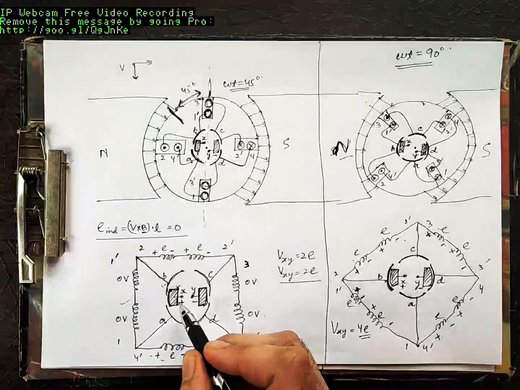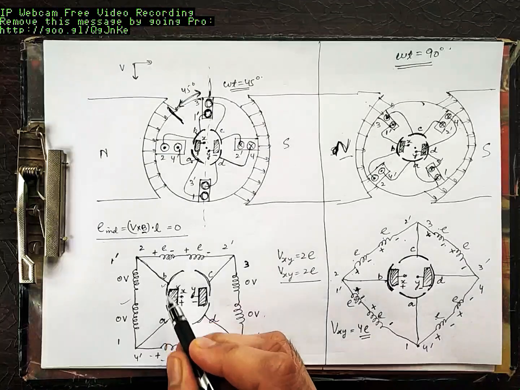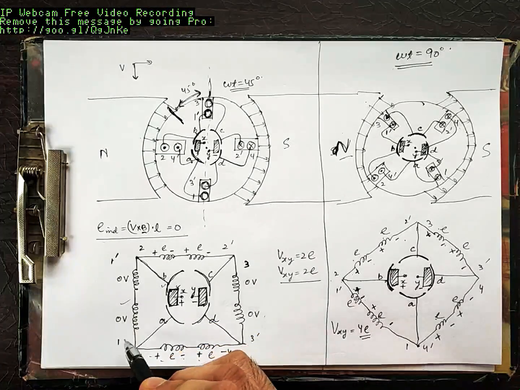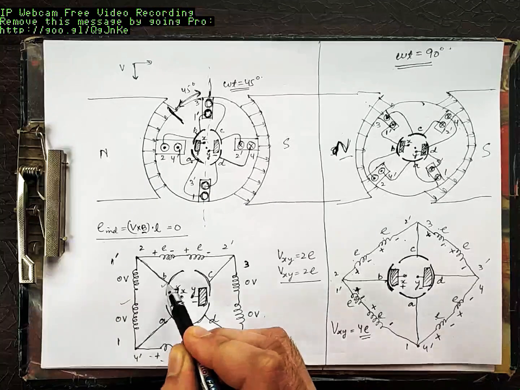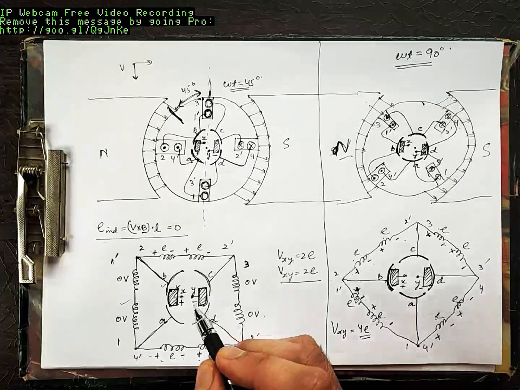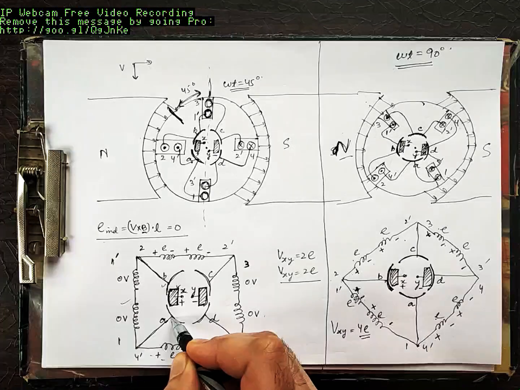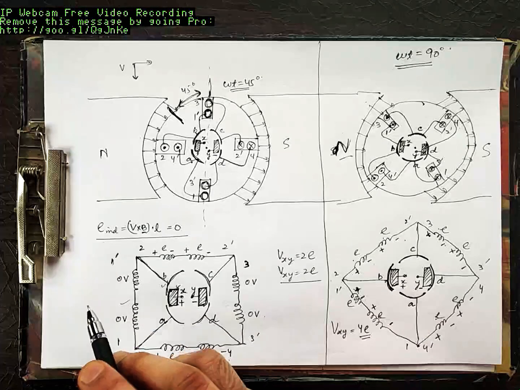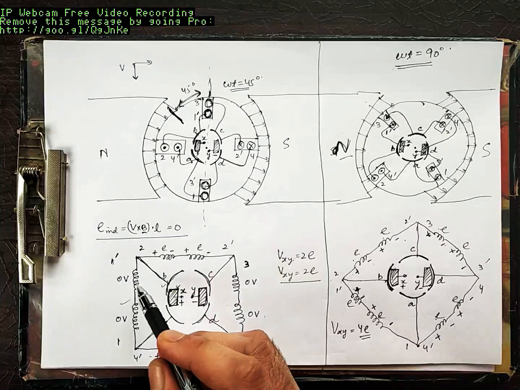When brush X was short circuiting commutator segment A with commutator segment B, there's a coil 1 between commutator segment A and commutator segment B. That in effect means that brush X is short circuiting commutator segments A and B, which in effect means that brush X is short circuiting the two ends of coil 1.